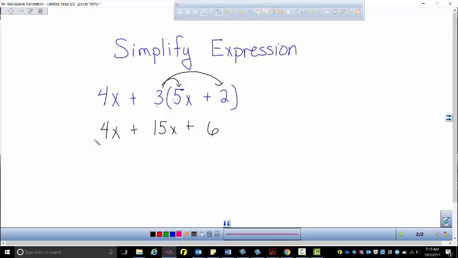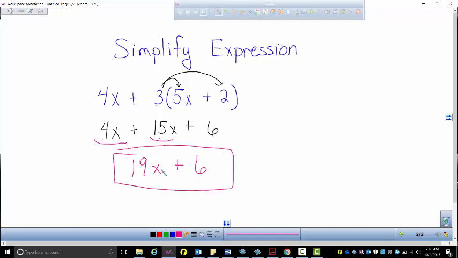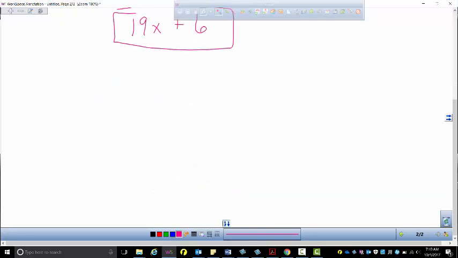And now these both have an x. So 4 plus 15 is 19x plus 6. And now I'm finished. I'm finished because this one has a variable x and this one does not, so we're done. So we have a variable and then we have our constant.